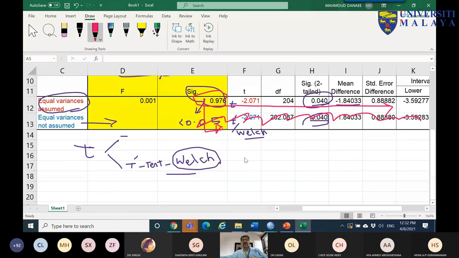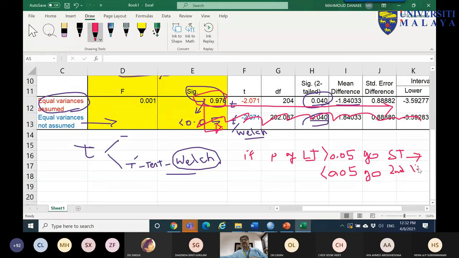Cookbook. So again, if the p-value of the Levene test is more than 0.05, go straight. If the p-value is less than 0.05, go to the second line and report the second line. Clear? Yes. Any question? No.